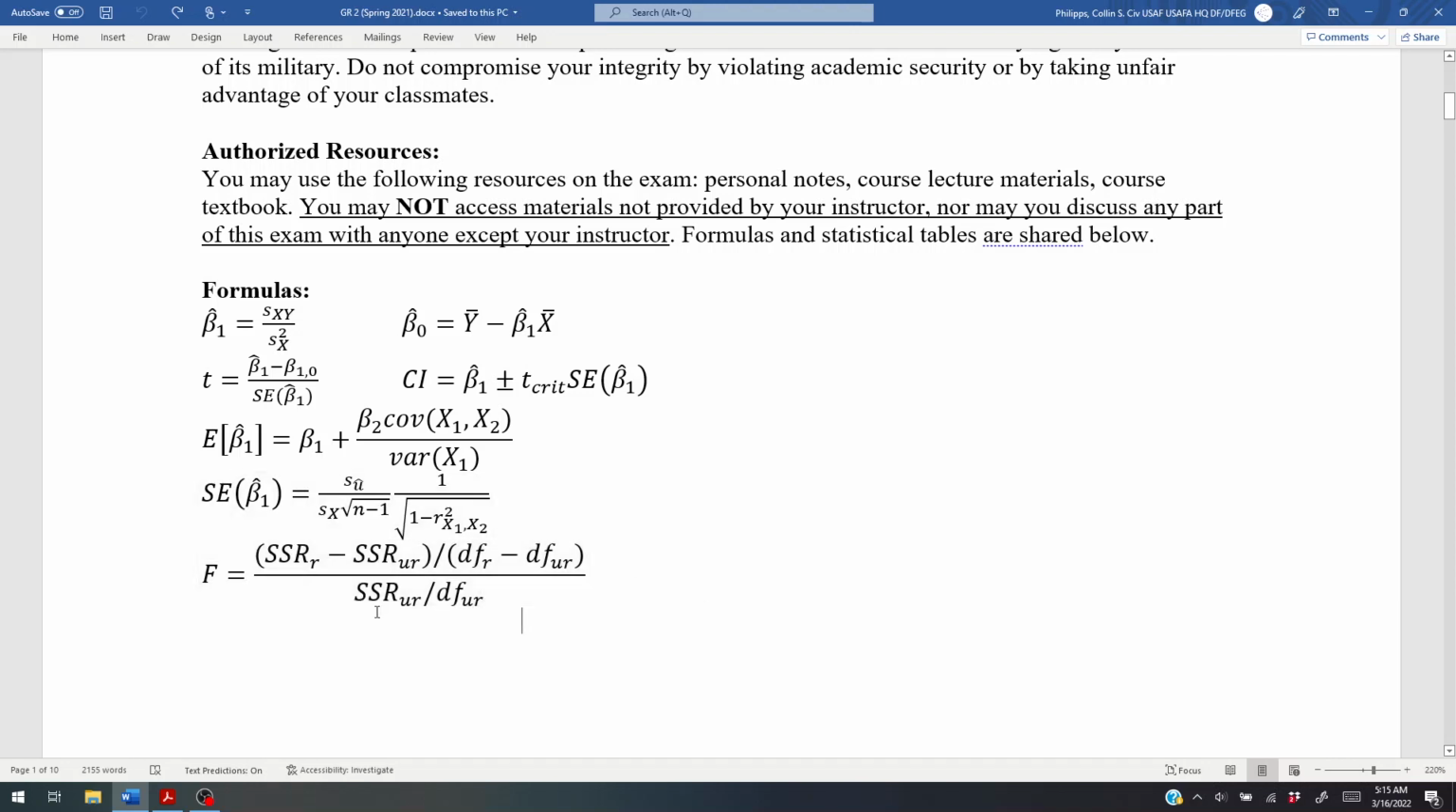So all of this formula is just to compare the goodness of fit between the restricted model and the unrestricted model, but the rest of the formula maps this into something that actually conforms to the F distribution so we can look up critical values for it.